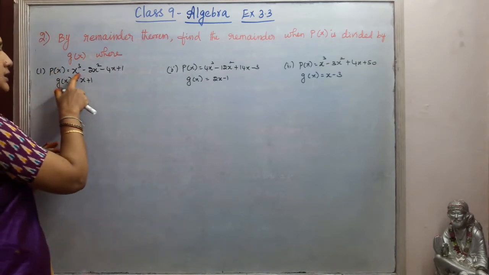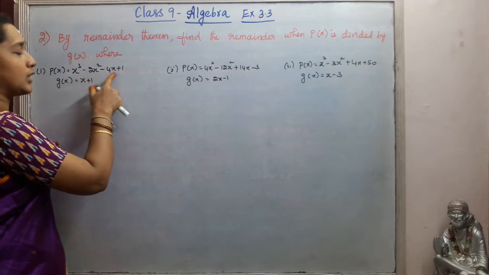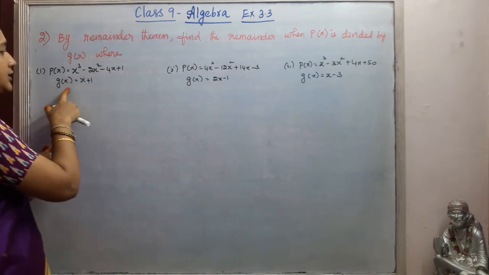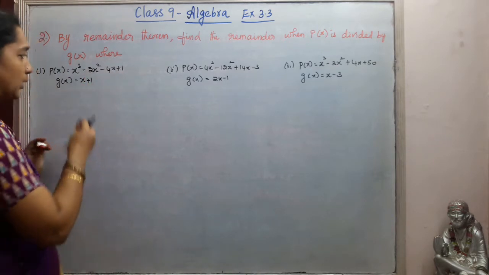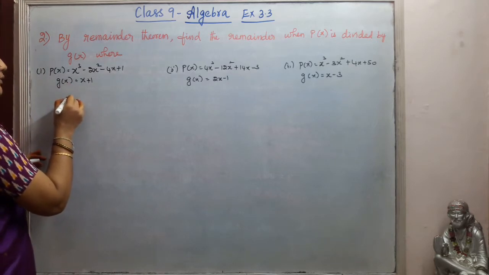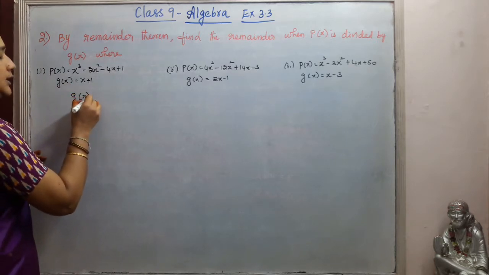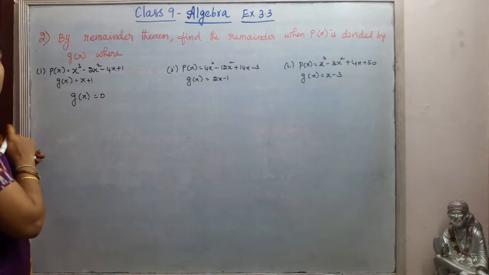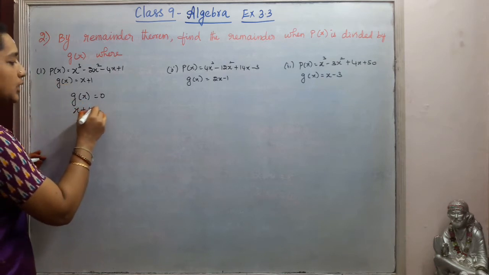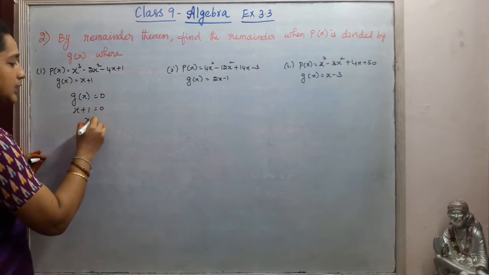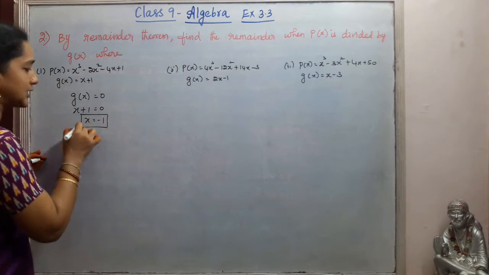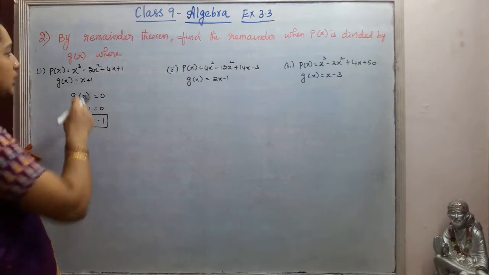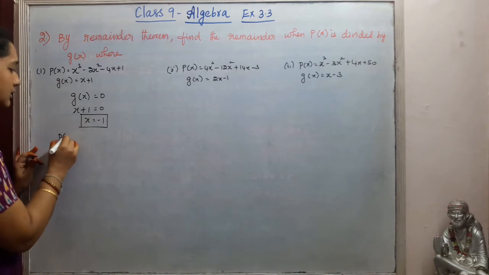First one is p of x is equal to x cube minus 2x squared minus 4x plus 1 and g of x is equal to x plus 1. Okay, so first we will take g of x is equal to 0. So the value for g of x given is x plus 1, that is equal to 0. So x is equal to minus 1. So we will substitute that x is equal to minus 1 in this p of x and check the remainder.